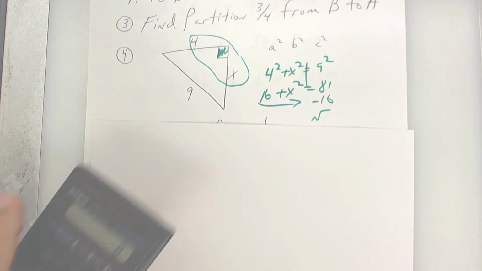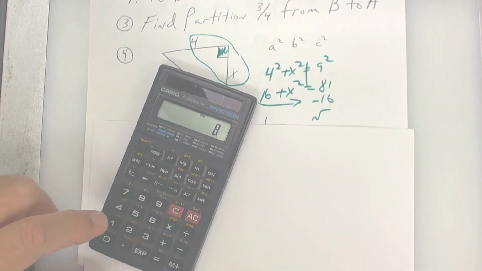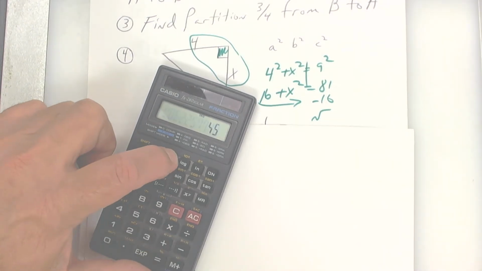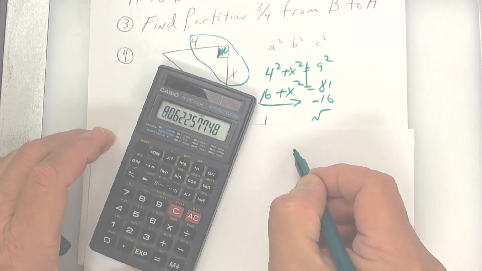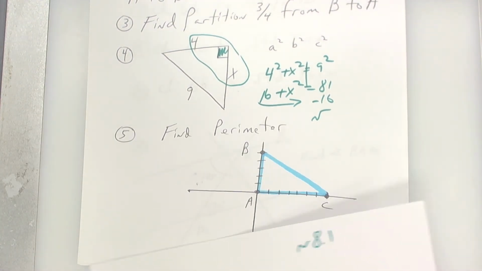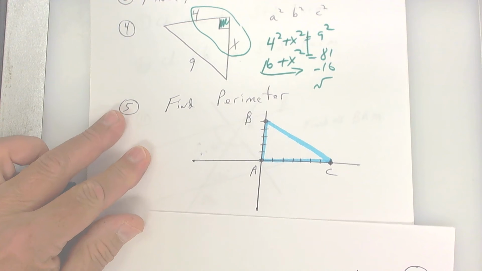So 81 minus 16, hit shift and square root. So I get 8.1 approximate. Find the perimeter. Okay, well the perimeter you add them up.